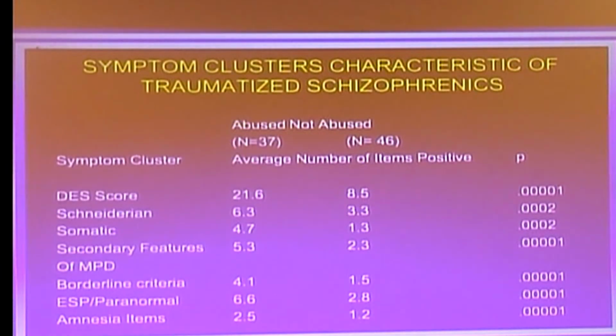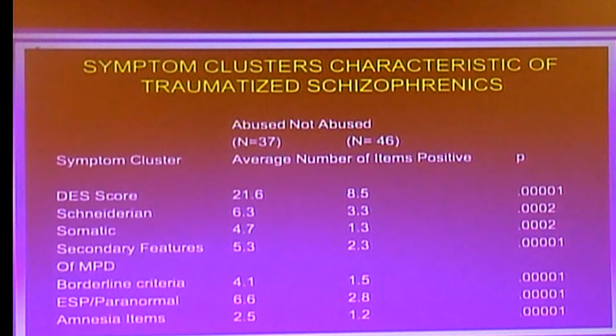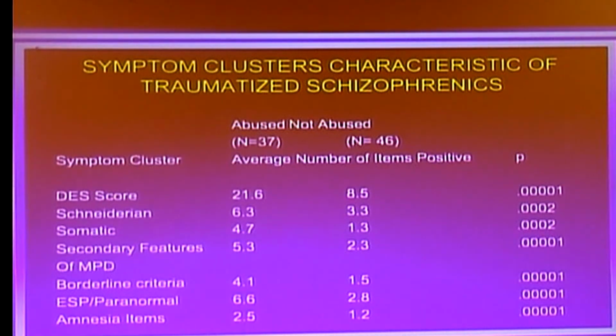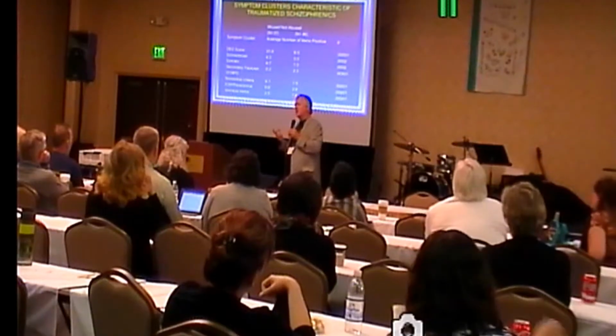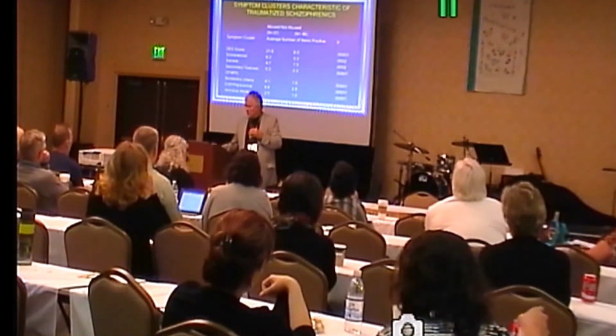If you're schizophrenic and you report abuse, you got much higher DES scores. You got more somatic symptoms, more secondary features of DID, more borderline, more ESP paranormal, more amnesia items. So you've got a lot more of a bunch of different symptoms, including more dissociative ones. But wait a minute, Schneiderian symptoms. Those are called Schneiderian first-rank symptoms of schizophrenia. Those are the core symptoms of schizophrenia. So an abused schizophrenic has almost twice as many symptoms of schizophrenia as a non-abused schizophrenic. Isn't that weird?